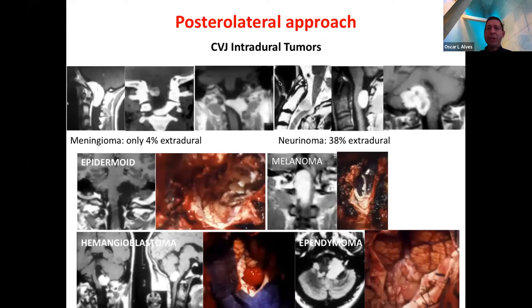And these are the intradural tumors that we have done over the years. Meningiomas, almost all of them are intradural, only 4% are extradural. And neurinomas, almost 40% can also have an extradural component. But you can also find epidermoids, melanomas, medulloblastomas, adenomas.